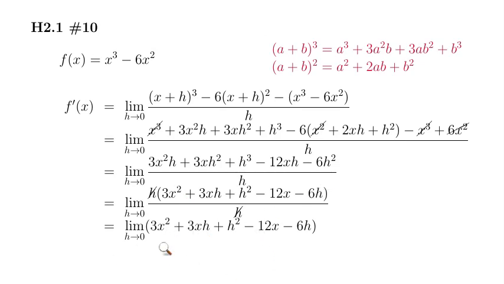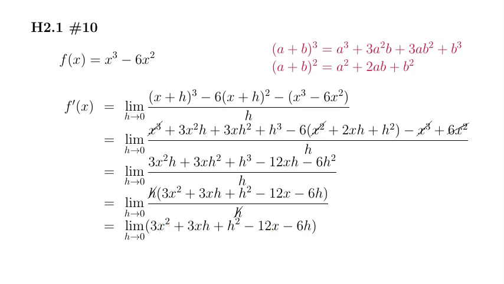All right, then we know that here, as h approaches 0, 3x squared has nothing to do with h, so it's going to stay exactly the same. Right here, second term, h goes to 0. 0 times anything is 0, so this is going to be 0. And h squared, 0 squared is 0. -12x stays the same because it has nothing to do with h. Right, -6h goes to 0, so what's left would be 3x squared minus 12x.